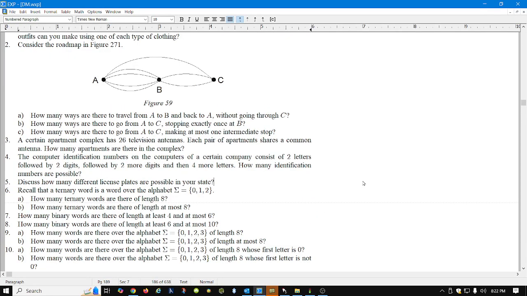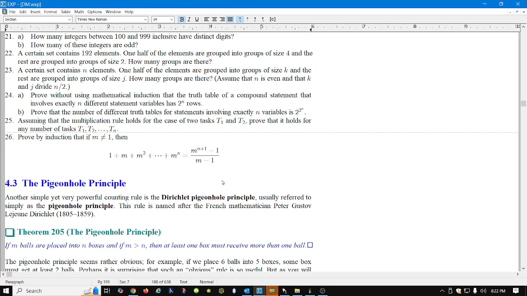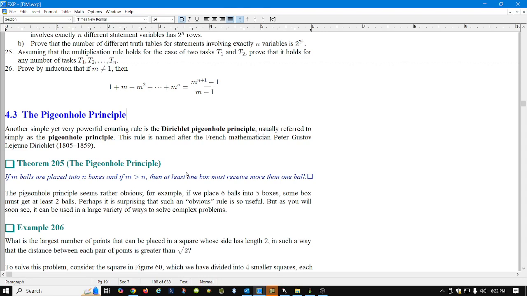Okay, let's move on to the next counting principle. It is called the pigeonhole principle. Officially, it's the Dirichlet pigeonhole principle because it was named after the French mathematician Peter Gustave Lejeune Dirichlet, but everybody calls it the pigeonhole principle. And this one is very simple, even simpler than the multiplication rule. If m balls are placed into n boxes, and if m is bigger than n, then at least one box must receive more than one ball.